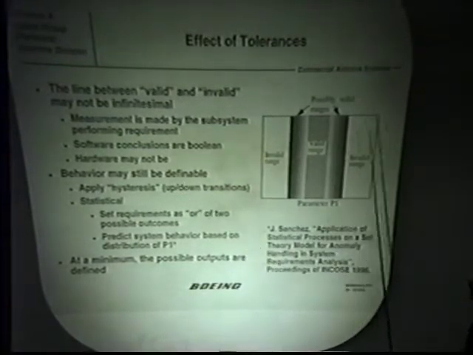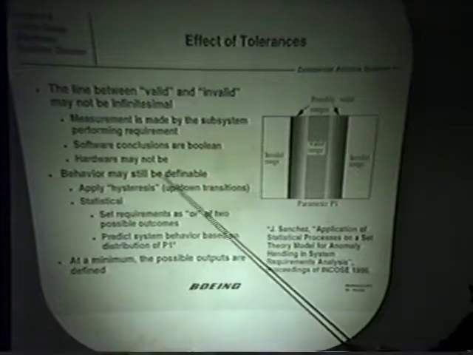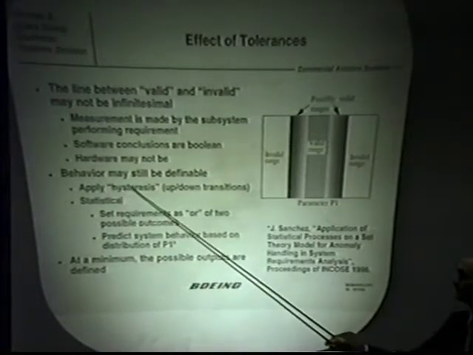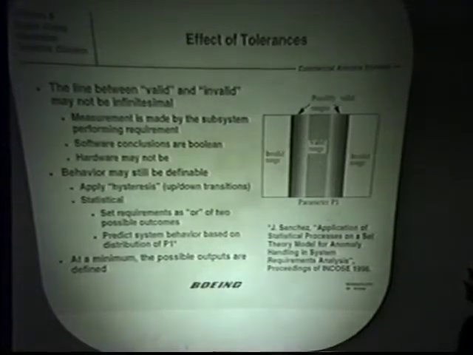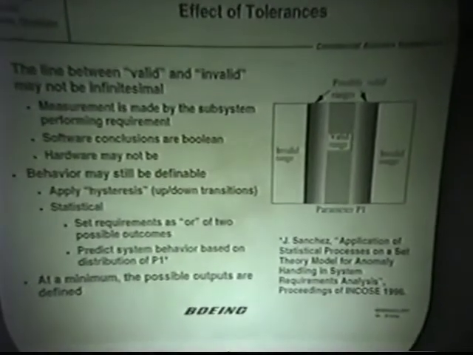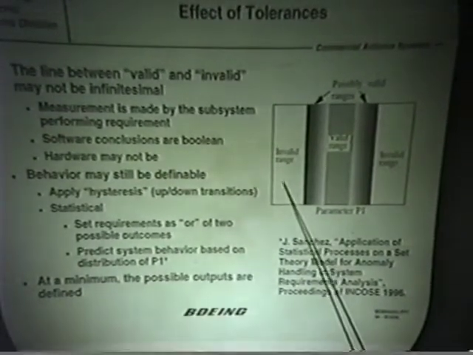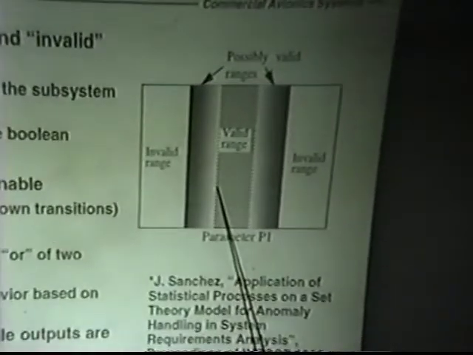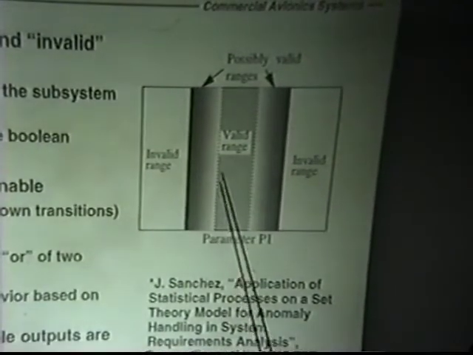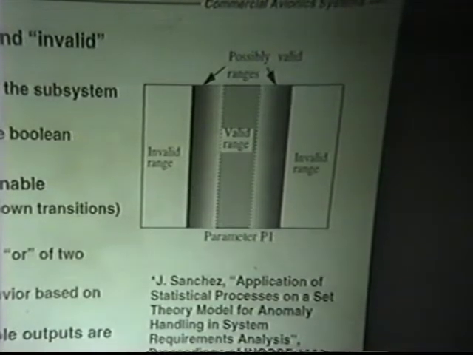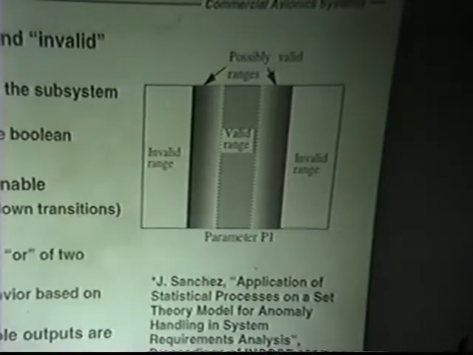Well, even when we are faced with this problem, we can still define the behavior. And there's a couple ways to do that. One way that's commonly done is we use what's called hysteresis, where the required behavior is different based on the derivative of the parameter. In other words, if the parameter is increasing, the trip point for a change is on the upper end. And if the parameter is decreasing, the range of validity extends to the lower end of the possible range of validity. That closes the gaps quite a bit. It doesn't get rid of them completely.